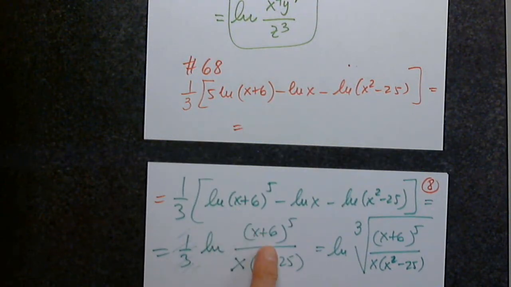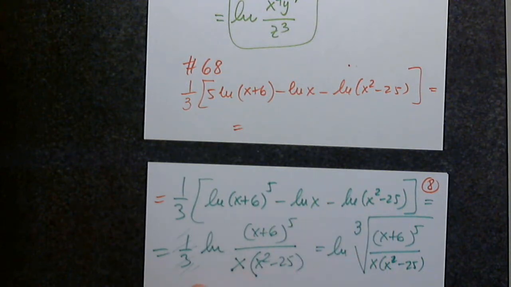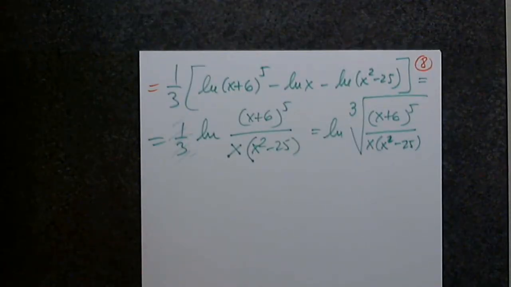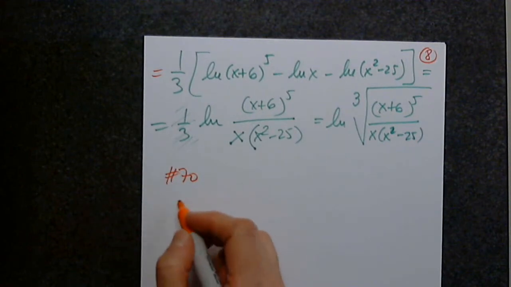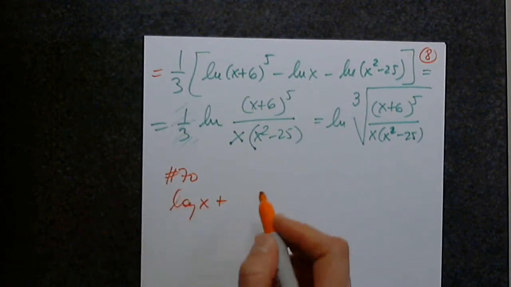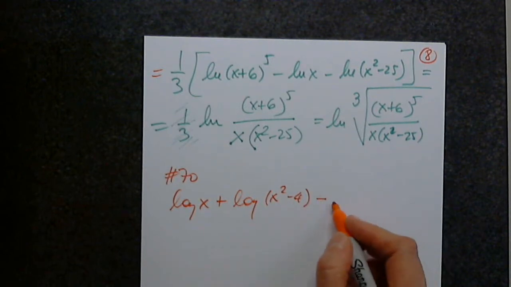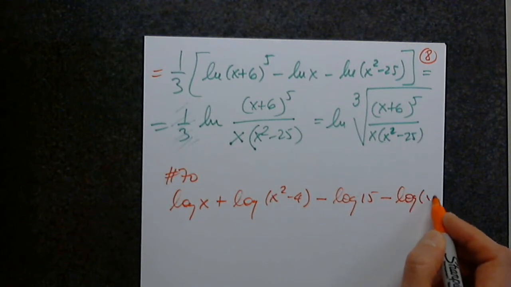So 1 to the top, negatives, product, the denominator, 1/3 is the cube root. Okay, we wanted to look at 70. log x plus log (x squared minus 4) minus log 15 minus log (x plus 2).